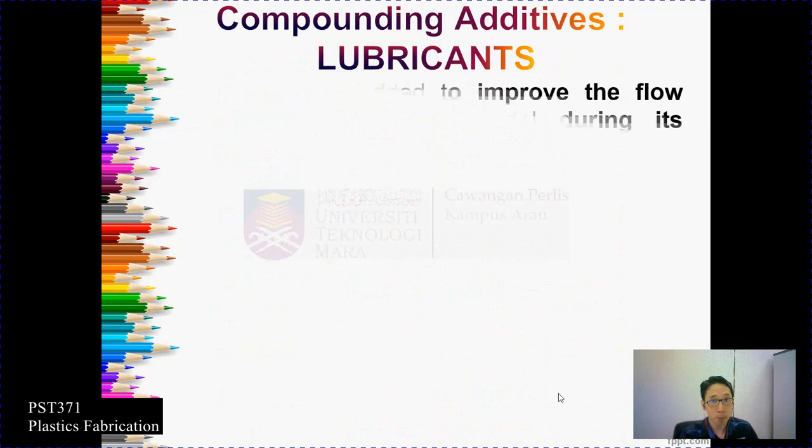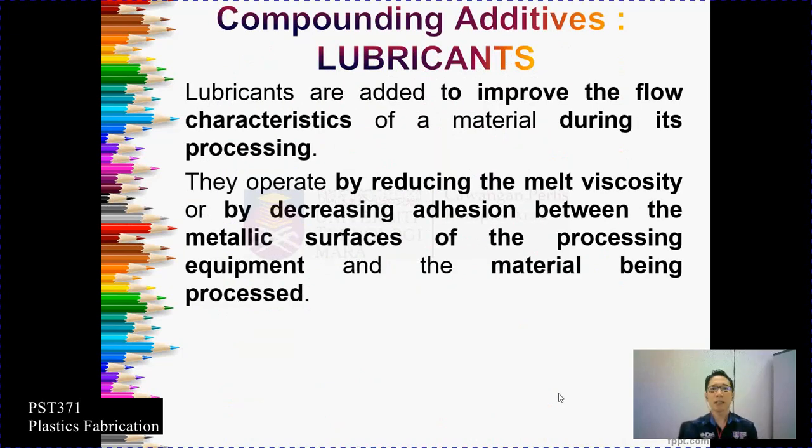Okay, and then we have lubricants. Lubricants are added to improve the flow characteristic of the material during its processing. They operate by reducing the melt viscosity by decreasing adhesion between the metallic surface of the processing equipment and the material being processed. Lubricants might act a little bit similar to the plasticizer. However, they do not modify the Tg and the overall flow properties of the material itself. So lubricant basically just improves the flow characteristic during processing.